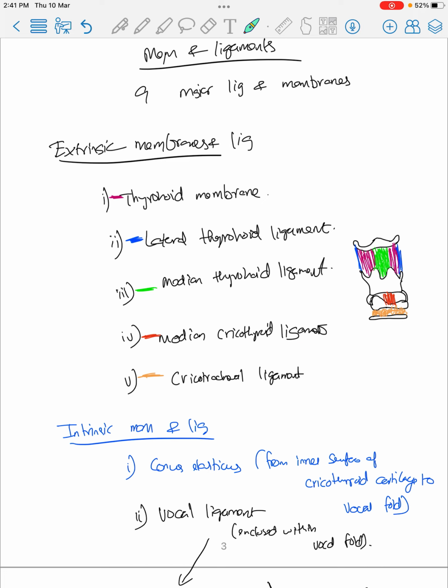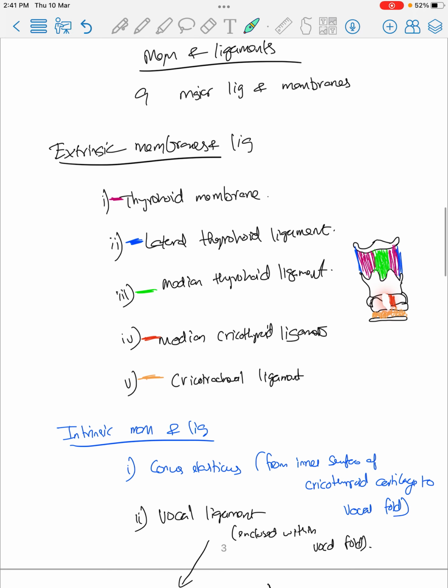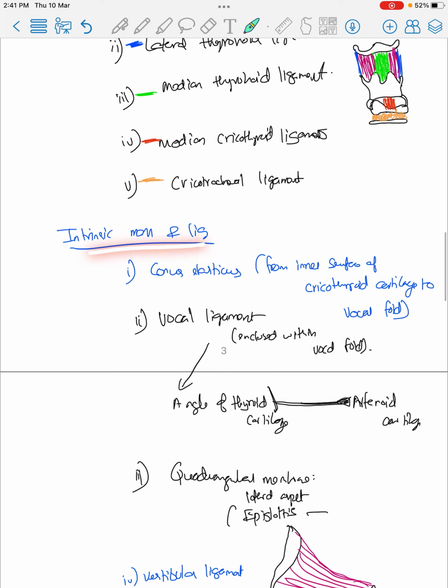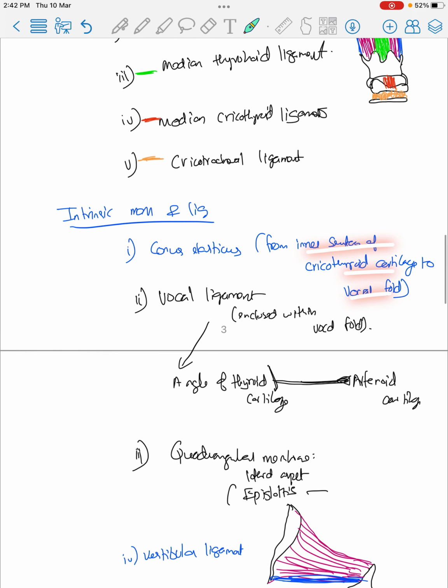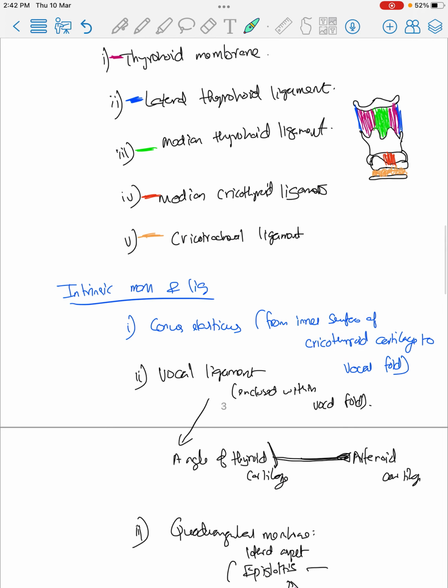Then there is the median cricothyroid ligament. Okay, you can see this here, median cricothyroid ligament. Then the cricotracheal ligament, you can see between the cricoid and the trachea. Then intrinsic membrane ligaments, first is the conus elasticus, from the inner surface of the cricoid to the vocal fold right here. Okay, this is the conus elasticus.